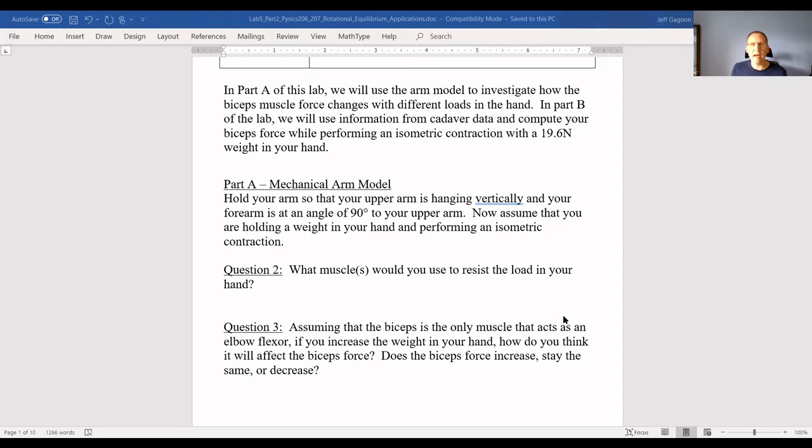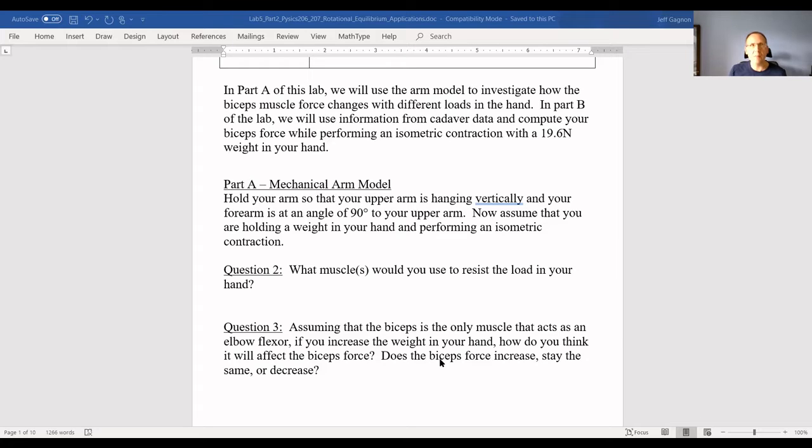Right, so you want to make sure you answer that. And in question 3, and we'll talk about this later, we can only assume there's one muscle acting. I know there are several muscles that span the elbow joint, but let's assume that the biceps is the only muscle spanning the elbow joint. Assuming that the biceps is the only muscle force that acts as an elbow flexor, if you increase the weight in your hand, the weight of the load in your hand, how will it affect the biceps force? What do you think? Do you think the force will increase, stay the same, or decrease?